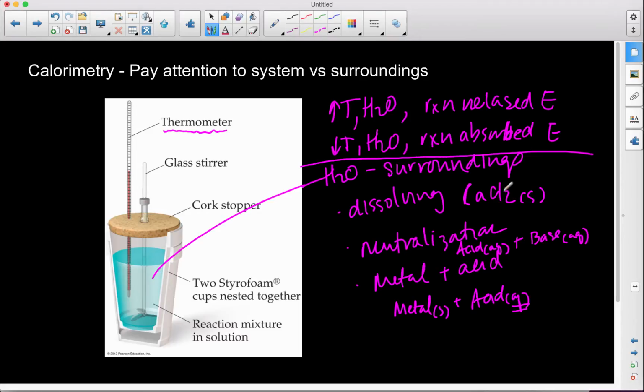Water is always going to be our background. If we increase the temperature of my water, it's because, going back to the first law, the energy has to come from somewhere. It's because the reaction or the process released energy.